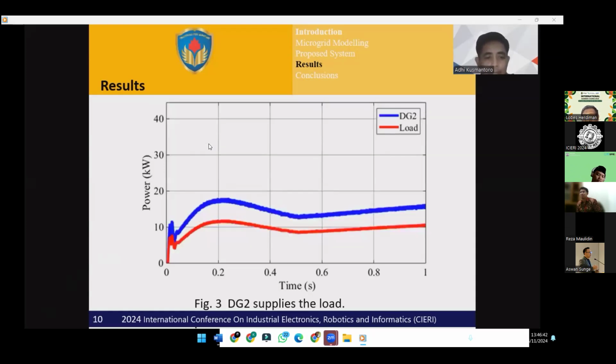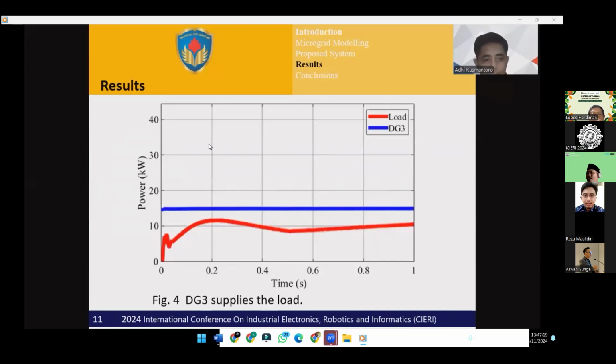Next, centralized control carries out the second operation. PV array 2, DG2, supplies the load power shown in figure 3. The power produced by DG2 is greater than the load. So in the second operation, the load is supplied for up to 1 second. However, when there is a change in DG2 power output, this condition affects the load power consumption at 0.5 seconds.